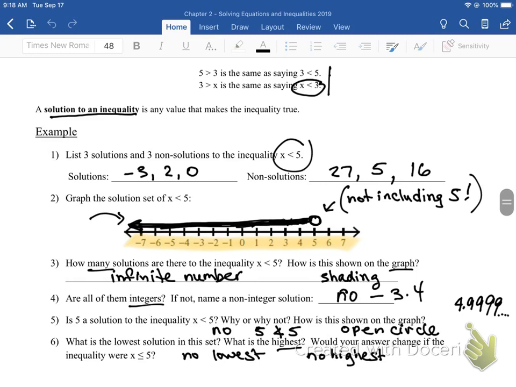Would your answer change if it was less than or equal to 5? Sure. Then the answer would be 5, and 5 would be the highest.